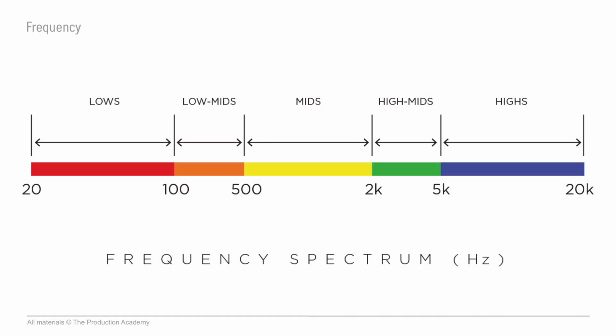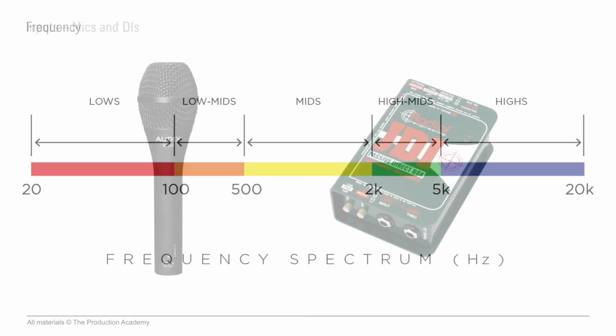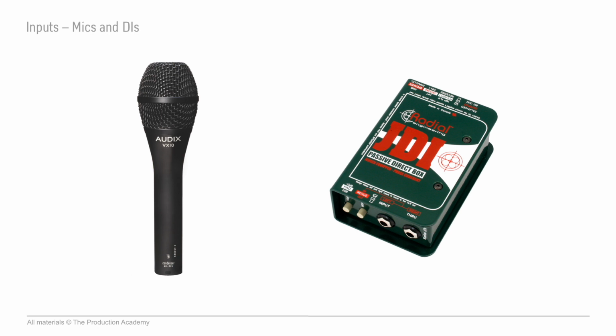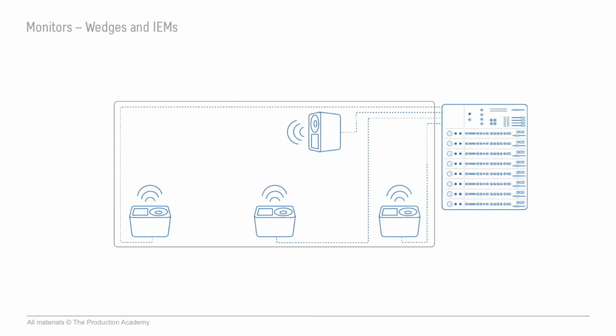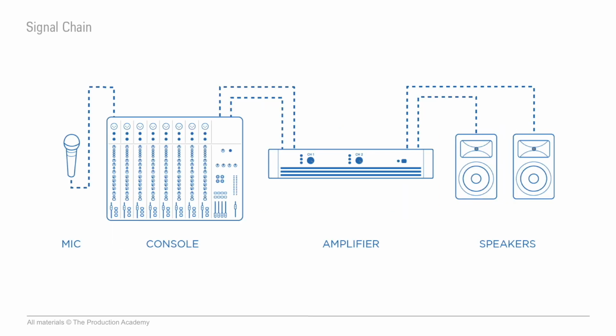First, we'll look at frequency and listen to some audio examples. Then, we'll look at inputs, which include microphones and DIs. And we'll look at different audio connectors we use on stage and see if they're balanced or unbalanced. We'll discuss monitors, both wedges and IEMs. And finally, we'll look at the very important concept of the signal chain.